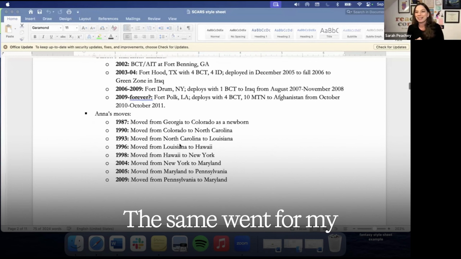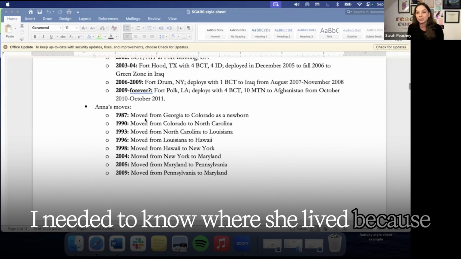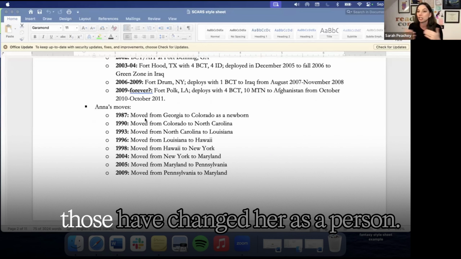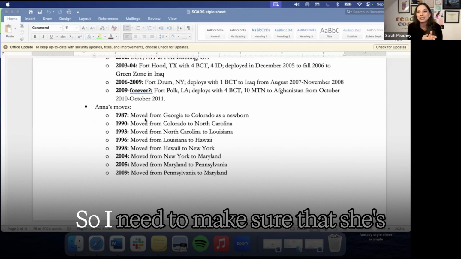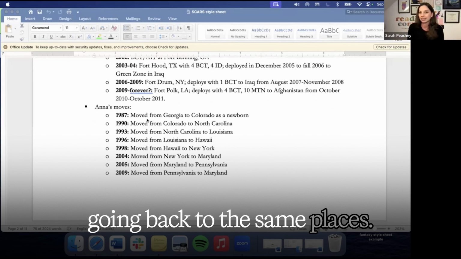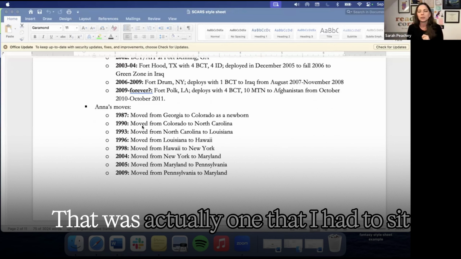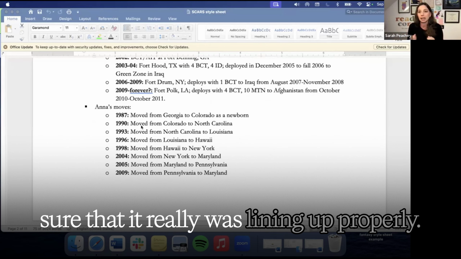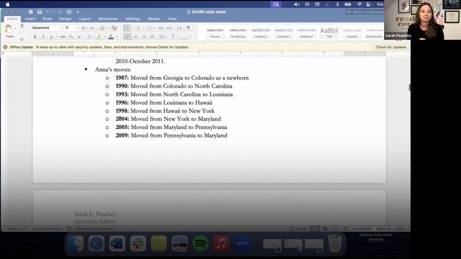The same went for my main character, Anna. I needed to know where she lived because there are multiple times where she thinks about the places that she's lived and how those have changed her as a person. So I need to make sure that she's going back to the same places. That was actually one that I had to sit down and draw on paper first to make sure that it really was lining up properly.